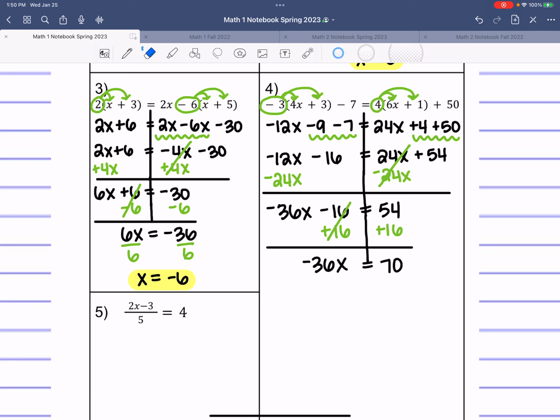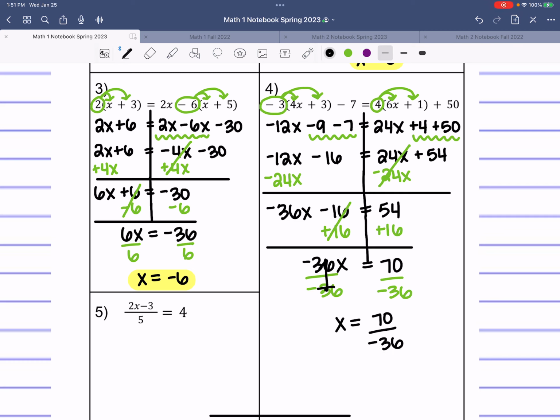Now we need to divide. Last step, multiply or divide. We need to divide by negative 36. And here, this is going to be 1x equals 70 over negative 36.